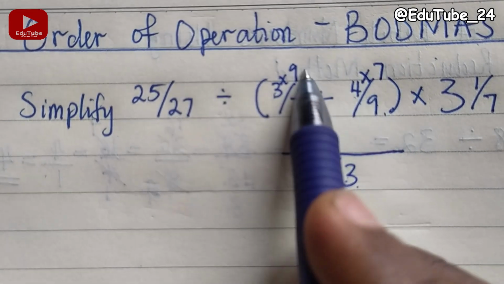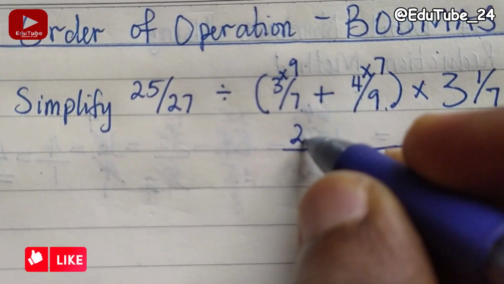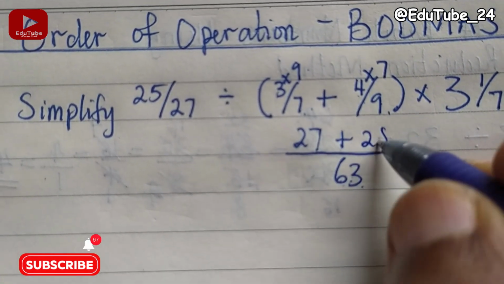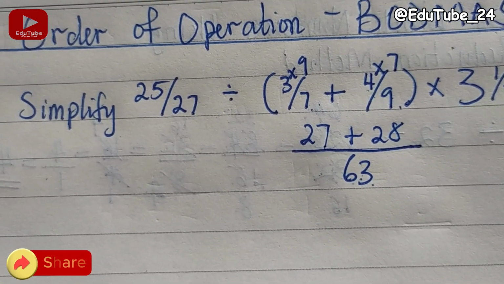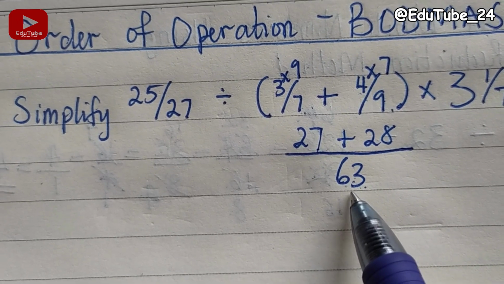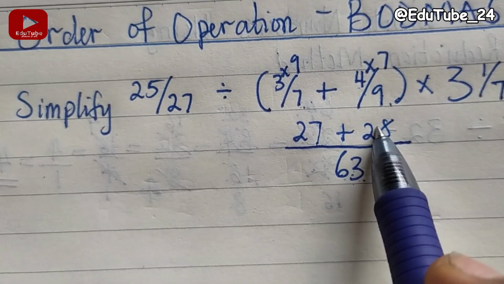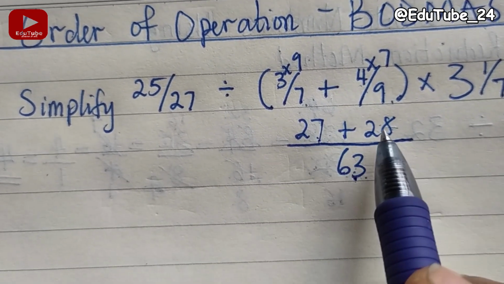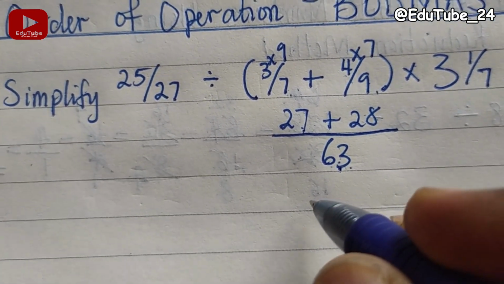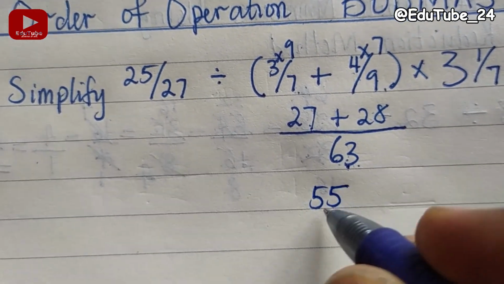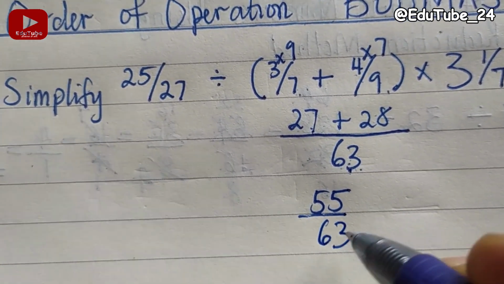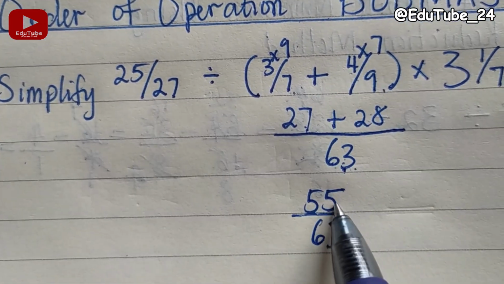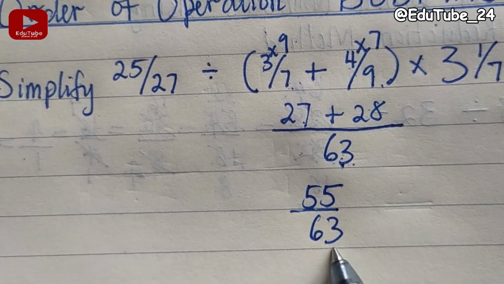Now working this out, 3 times 9 is 27, so I'll write it here, plus, and 4 times 7, that is 28. I'll also write that here. So I have a new set of numerators and a common denominator for them. So these numerators can now be added together because they now have a common denominator. So 27 plus 28, that will give me 55. So I'm going to write 55 out of 63. So basically, I have successfully simplified what is inside the brackets to 55 out of 63.